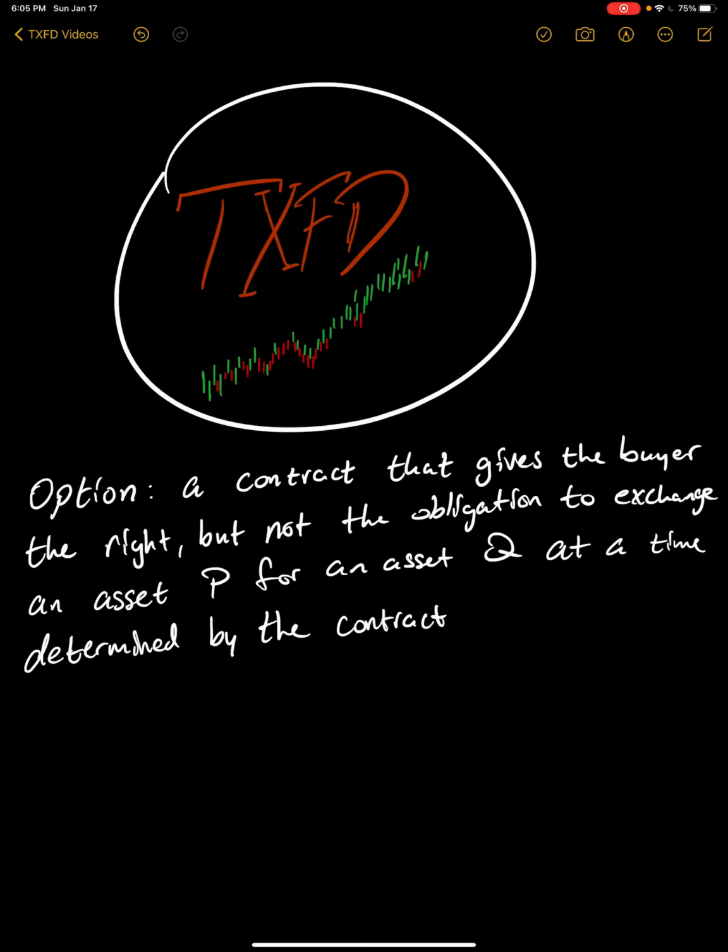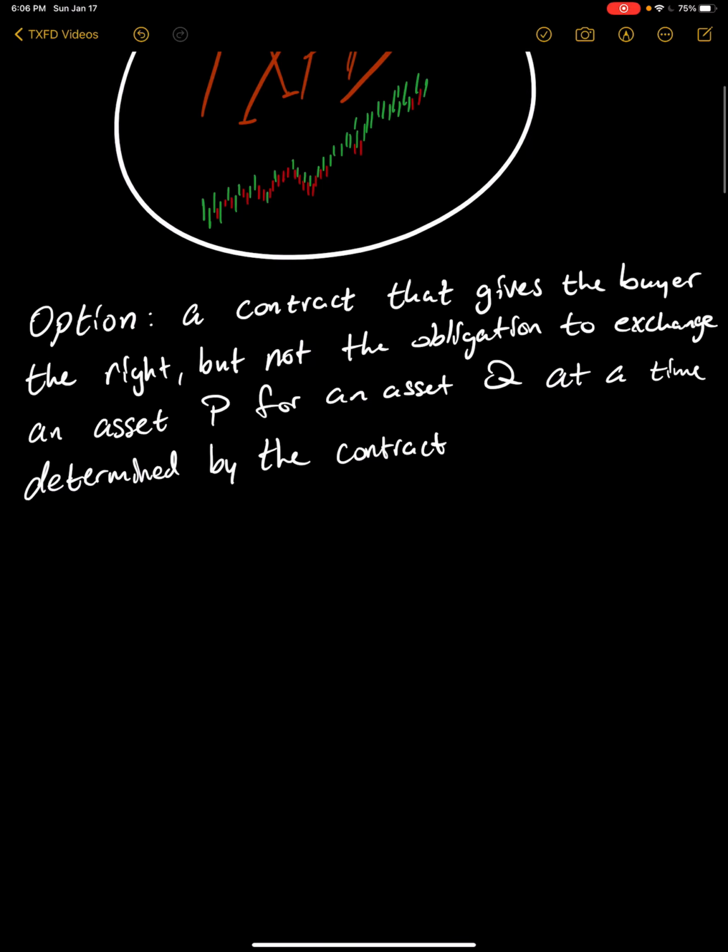So this is a textbook definition of an option. It gives you the right but not the obligation. You can if you want to, but you don't have to, exchange some general asset P for another general asset Q at some time in the future, determined by the contract. Generally, that time is called the expiration date, or expiry is the other term that's typically used. That's just the last possible day that the contract can happen.